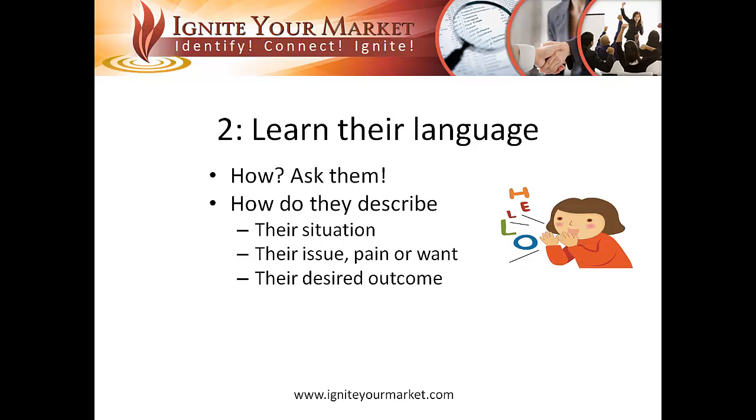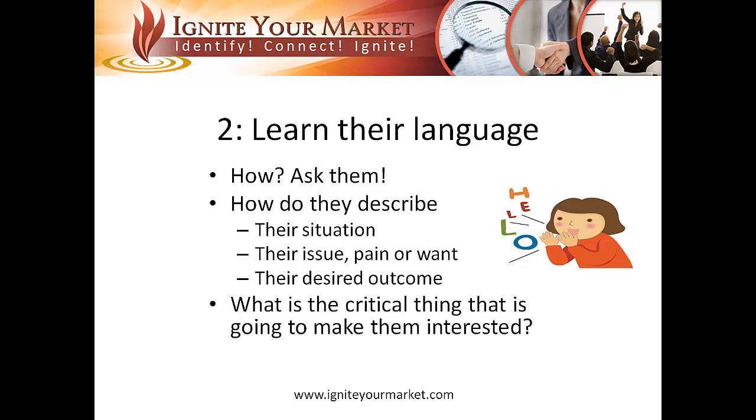So going back to Sam and Joyce, they may describe their situation as, we're newly retired, or we're retired. We're really concerned that we're going to run out of money, and we really want to be able to travel the world. That's their desired outcome. They want to know they have enough money so that they can do the things they want and not worry that they're going to run out of it. Now, if you can market to that pain or that desire, you're going to stand out in your crowd.